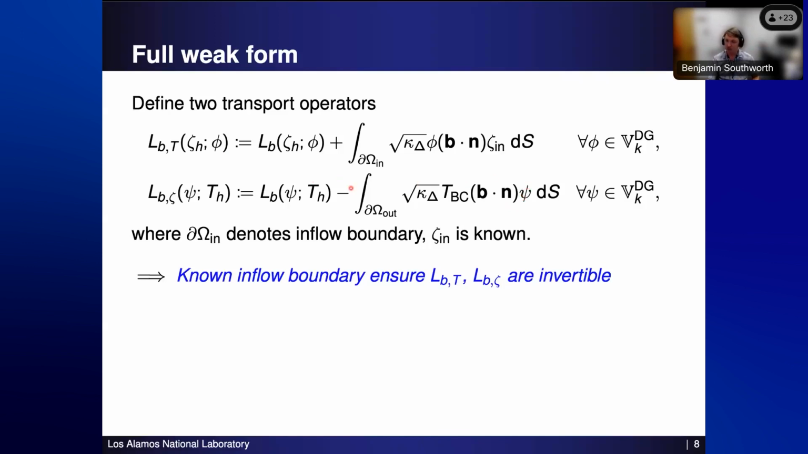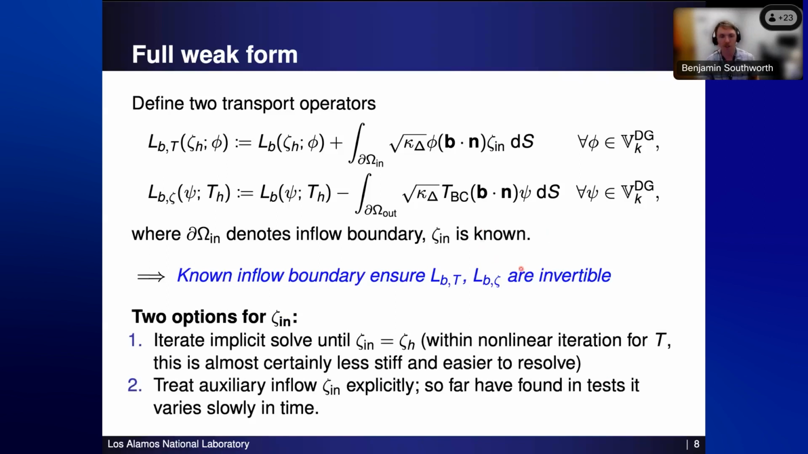For one of the transport operators, this is fine. It naturally extends from the boundary conditions of your temperature. For the other one, we introduce this zeta in here, which we assume to be known. The whole purpose of this, again, is that if we know the inflow boundary conditions, then this ensures that these operators are invertible. If we want to apply algebraic multigrid to the advection equations, they need to be invertible, at least for now. We'll talk more about that later.